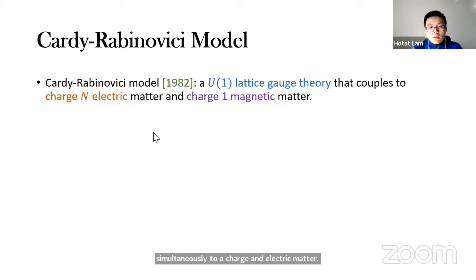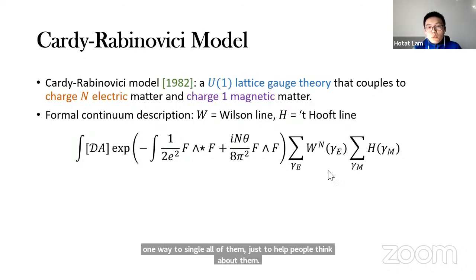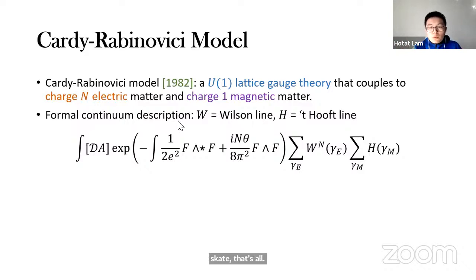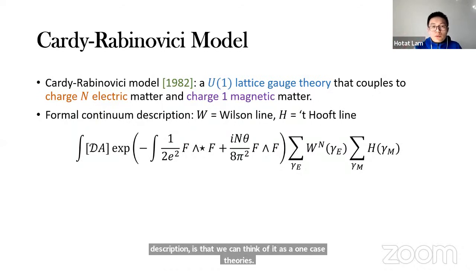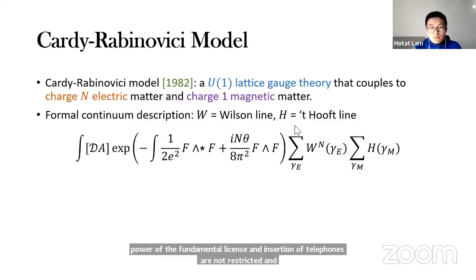So let's consider this model. One way to think about it, in a somewhat formal continuum description, is as a U1 gauge theory. Then we can integrate out all the matter fields. When we do that, we are inserting various Wilson and 't Hooft lines in the action, with some specific weights. The insertion of Wilson lines is restricted to nth powers of the fundamental Wilson line, and the insertion of 't Hooft lines is not restricted.